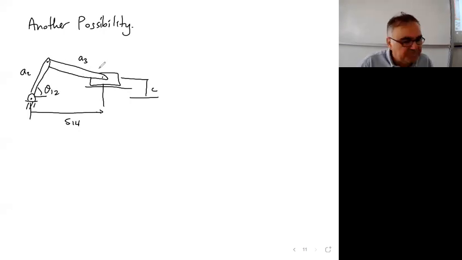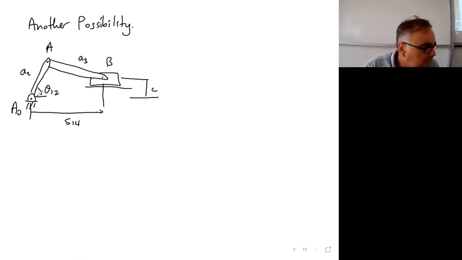Now, we can, for example, use the following loop closure equation. Instead of writing, let me just, this is A0, A and B. Instead of writing A0A and AB is equal to A0B, I can write, for example, A0A is equal to, let me just draw it here, A0B plus BA.